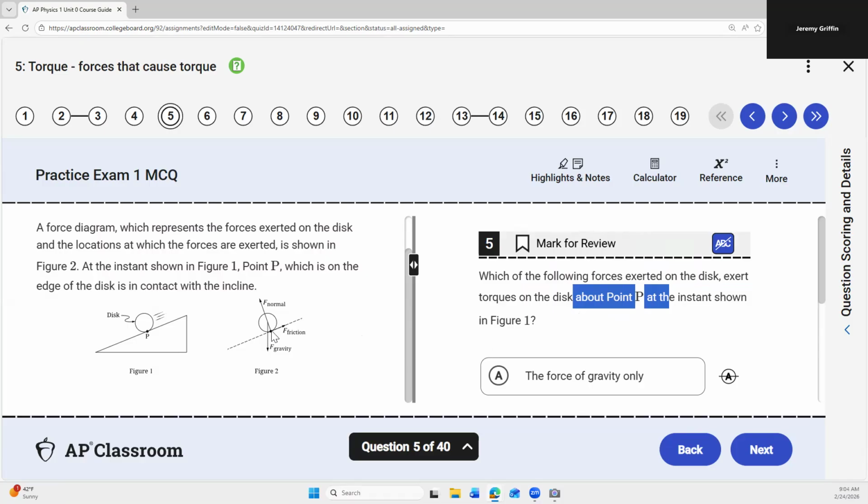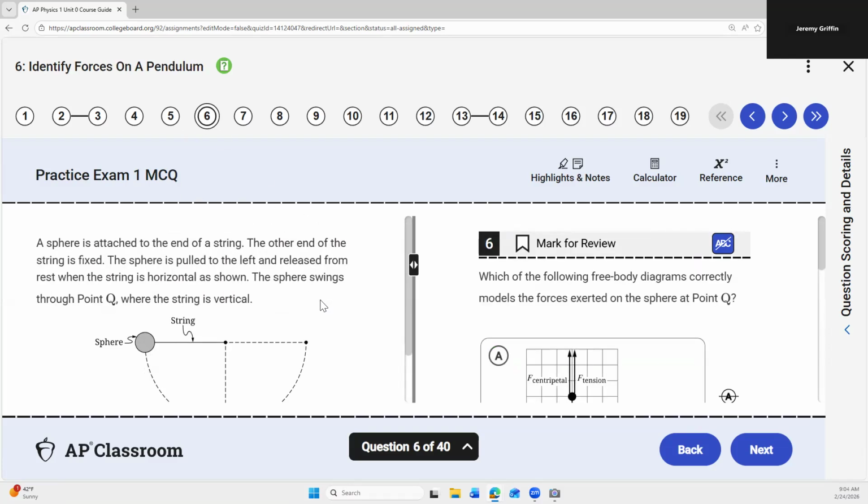Now, at the point P, if you thought about this being like the door hinge of a door and you press really hard on the door hinges, does that ever open the door? No. So does this friction force cause any torque about the point that it's acting on? No. But which force does still cause a torque? Yeah, the weight right here, because there's a small door width right here. So I think the answer has to be A. Yeah, it's the force of gravity only because they said about point P.